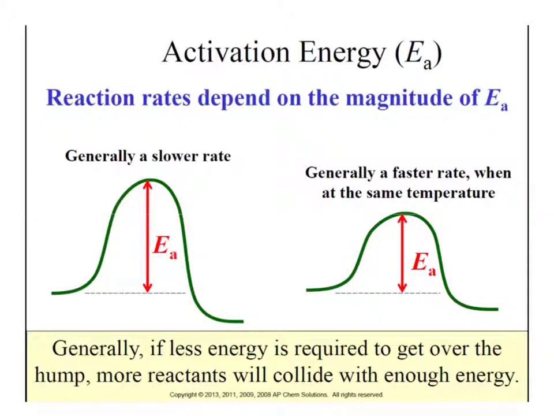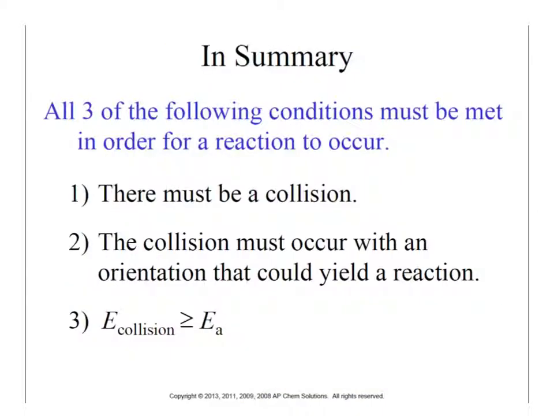So in the previous video, we talked about reaction rates. In summary, though, knowing what we know now, there's really three conditions that must be met in order for a reaction to occur. There must be a collision, first off. They have to get to each other, they have to hit each other. They also have to hit each other with the right orientation that could yield the reaction, and the energy of the collision has to be greater than the activation energy.